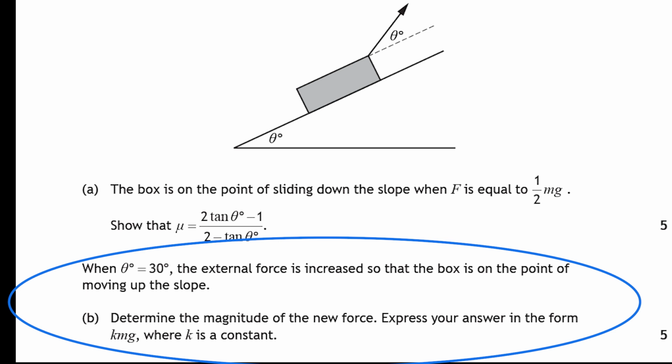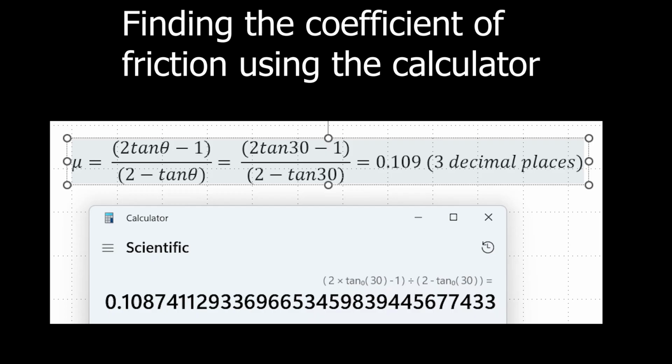Part B. When theta is equal to 30 degrees, the external force is increased so that the box is on the point of moving up the slope. Determine the magnitude of the new force and express your answer in the form kmg, where k is a constant. So the first thing we do, we should find the coefficient of friction.